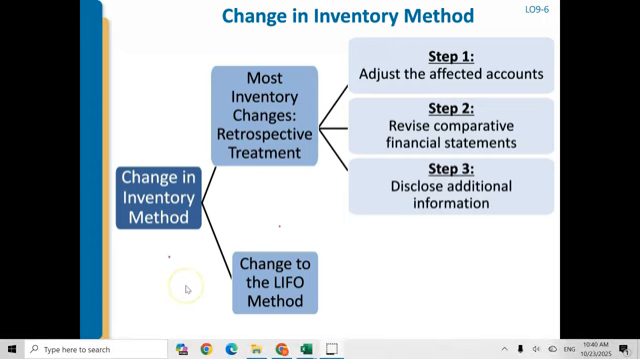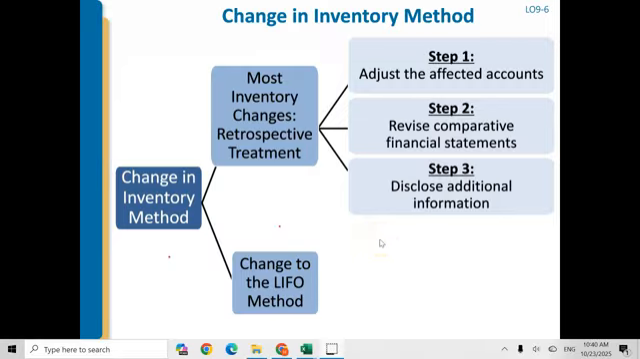In this video, we're going to be talking specifically about changes in inventory methods. When we get into the second half of the year, there will be an entire chapter devoted to changes in accounting principles and how to deal with them.